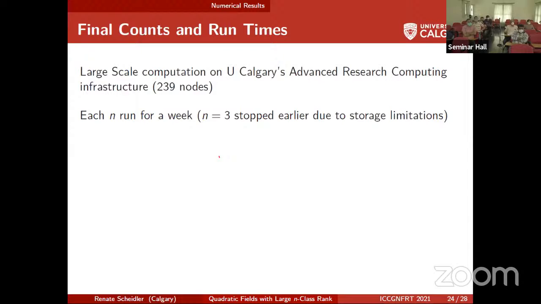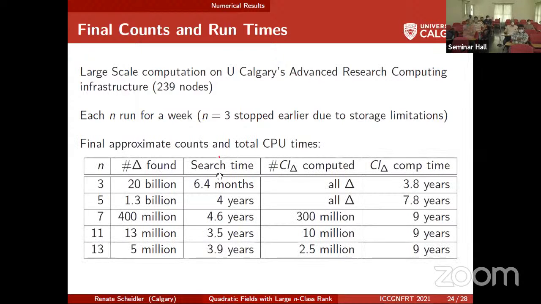All right. And now here, these are approximate figures. Our paper has exact figures. So for n equals 3, we found about 20 billion discriminants of 3 class rank at least 2. The search time, so what does this search time mean? So this is a massively parallel computation. If you took that computation and instead of running it on 239 nodes, you ran it on 1 node, it would have taken 6.4 months. We computed class groups for all the discriminants, and if you had done that on 1 node, it would have taken 3.8 years.